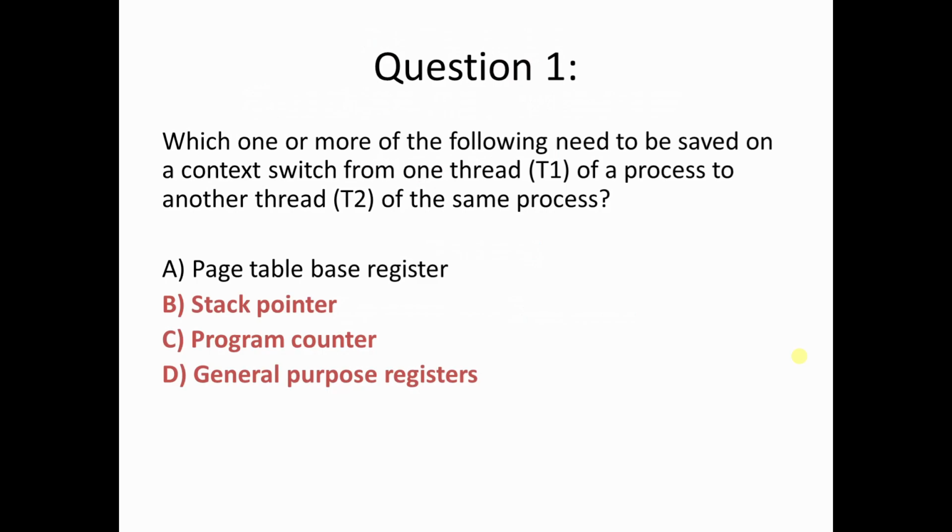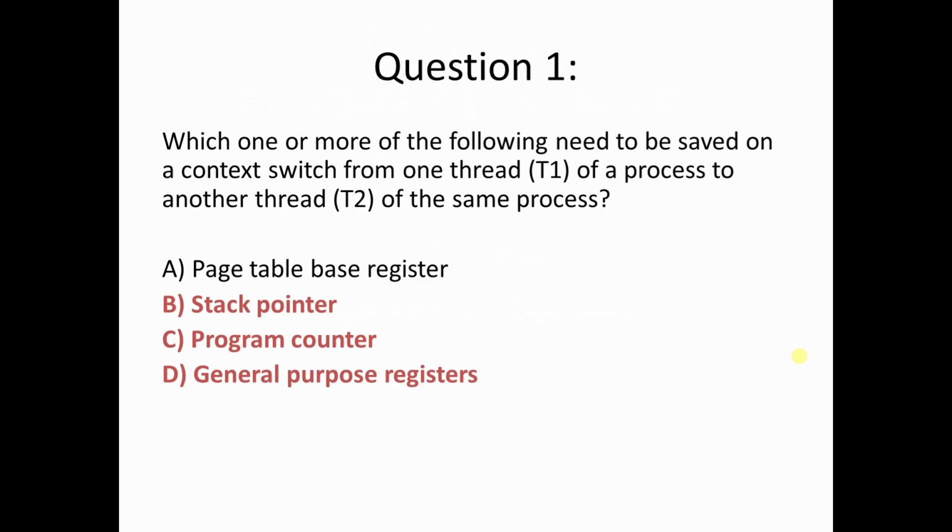Next, program counter. This register contains the address of the next instruction to be executed by the currently executing thread. So to resume execution of a thread, to come back, this program counter has to be saved and also loaded into the program counter register. So stack pointer and program counter both should be saved.